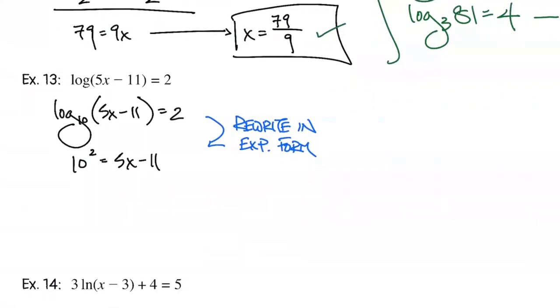All right, let's move along. 10 squared gives me 100. 100 equals 5x minus 11. I'm going to add 11 to both sides, and then I'm going to divide by 5, and I'll get 111 over 5.